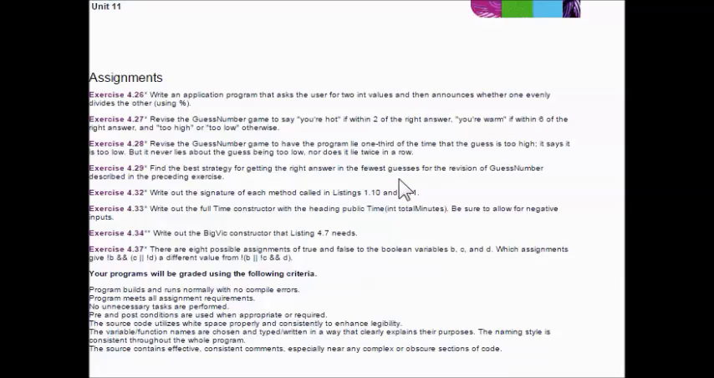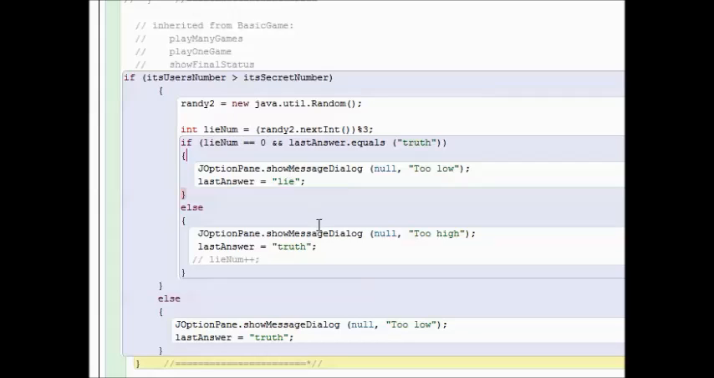In exercise 4.29, we're going to find the best strategy for getting the right answer in the fewest guesses for the revision of the guess number game described in the preceding exercise. Okay, it's obvious that the best way to guess the number, the fewest number of tries, is to start by guessing 50. That's half of 100, right?